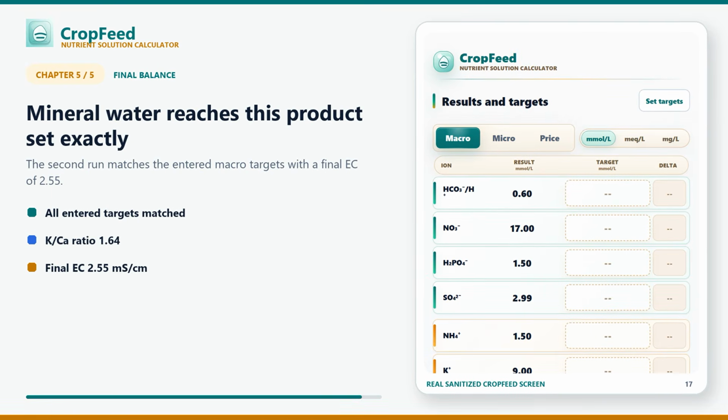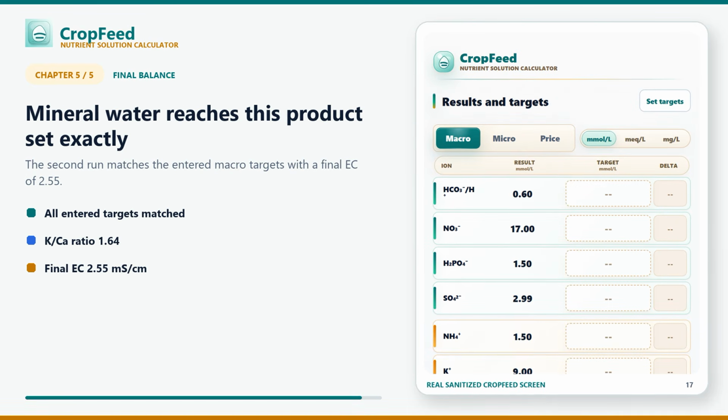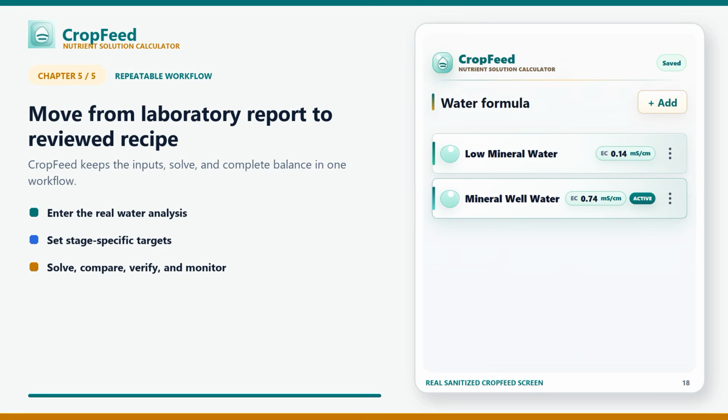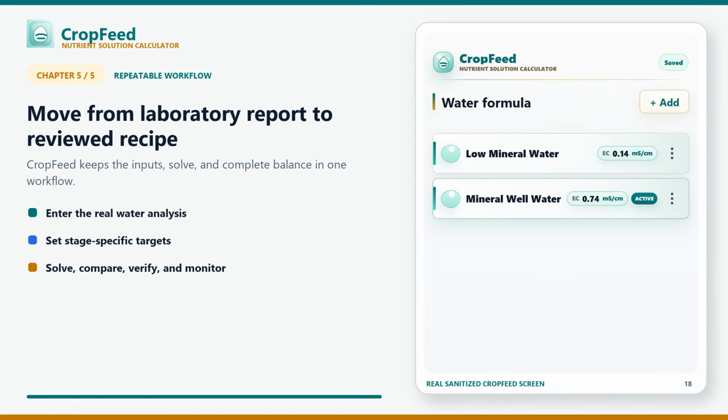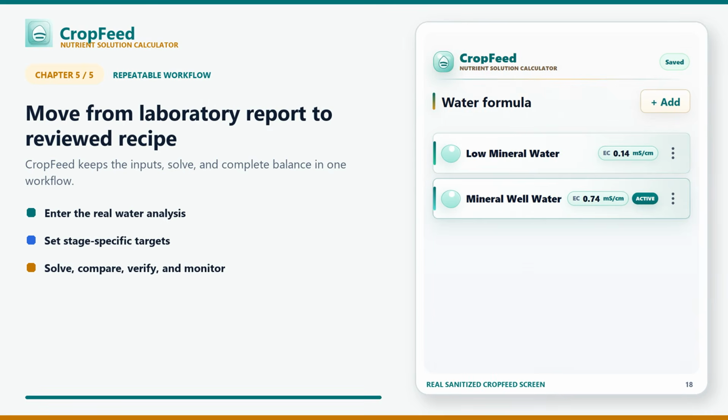Matching the targets mathematically is still only one gate: product purity, solubility, compatibility, injector calibration, and crop response must also be checked. The reliable workflow is simple. Test the irrigation water, enter the measured ions in the correct units, choose targets appropriate for the crop and stage, confirm the available products and operating settings, solve, and review the complete balance. CropFeed helps organize that process and compare scenarios.